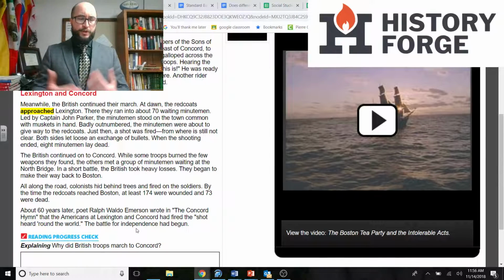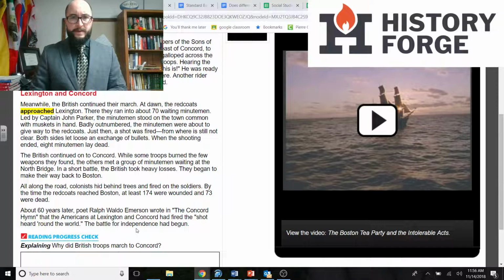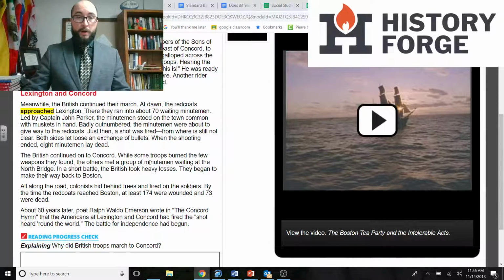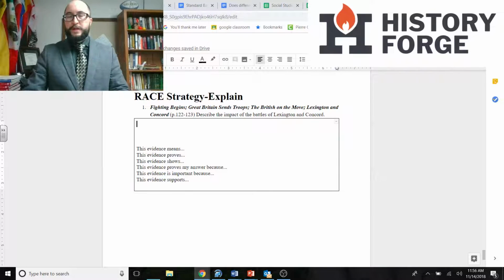So, very short section, 4 total. I wouldn't call them paragraphs, but 4 little sections within this larger section. And we're trying to figure out, why are Lexington and Concord important? Well, it says here, basically, that it's what got the war started. This is the first exchange of bullets, exchange of battles.